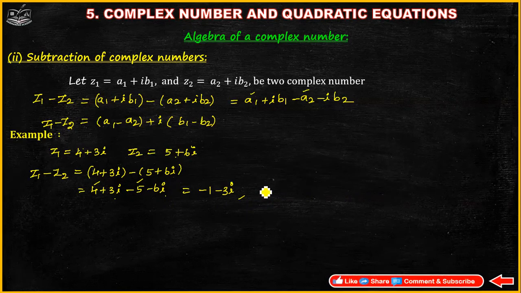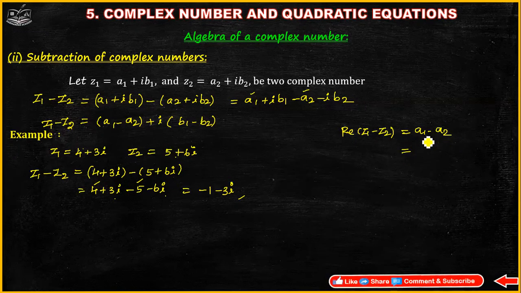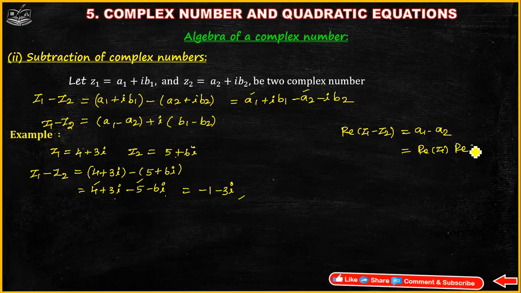That is subtraction of the complex number. Same as the previous result, think the same way. The real part of z1 minus z2, what value will it have? a1 minus a2 will come. That's clear? So here a1, what's the conclusion? Real part of z1 and real part of z2, can we form that?